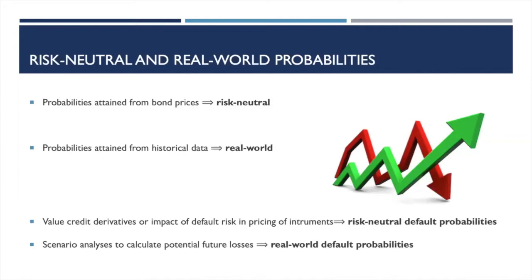Given that there is a real-world default probability, which is associated with historical data, and a risk-neutral default probability, which is associated with bond prices, the following question arises: which one should be used in the analysis of credit risk? Usually, when valuing credit derivatives or estimating the impact of default risk on the pricing of instruments, risk-neutral default probabilities should be used. On the other hand, when carrying out scenario analysis to calculate potential future losses from defaults, real-world default probabilities should be used.